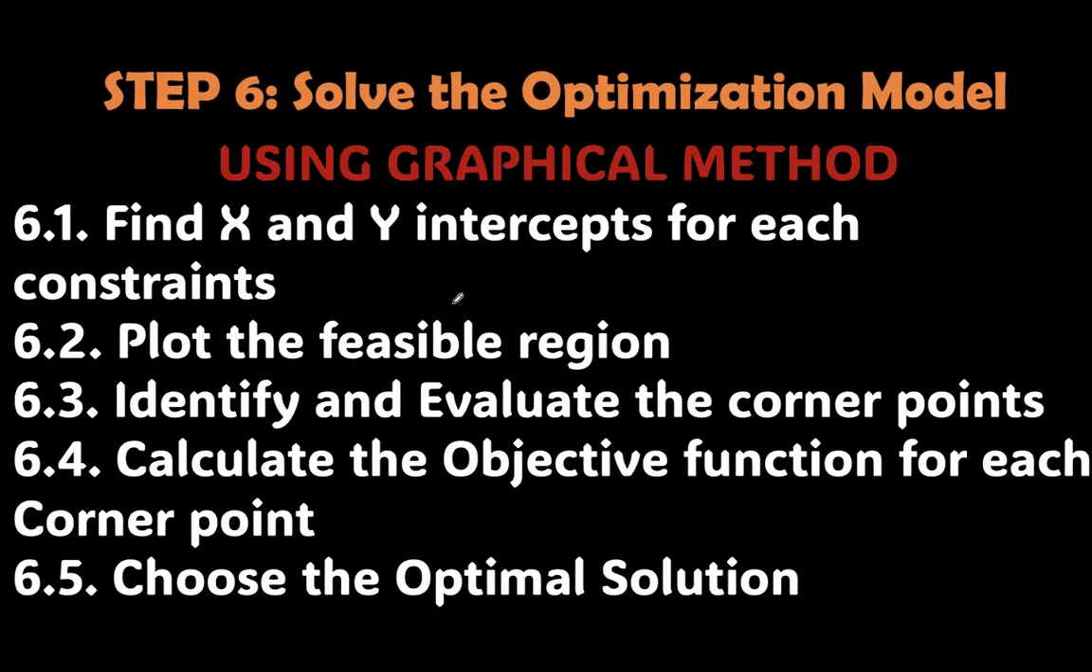Now, these will be the sub-steps. As I mentioned to you, there will be sub-steps that we will need to deal with accordingly. For step six, there will be five sub-steps. For 6.1, you have to find the x and y intercept for each constraint, where you put, for example, x is 0 or y is 0, and find the value for that. You'll have it in the example so that it will not be vague for you. Now, you have to plot the feasible region.